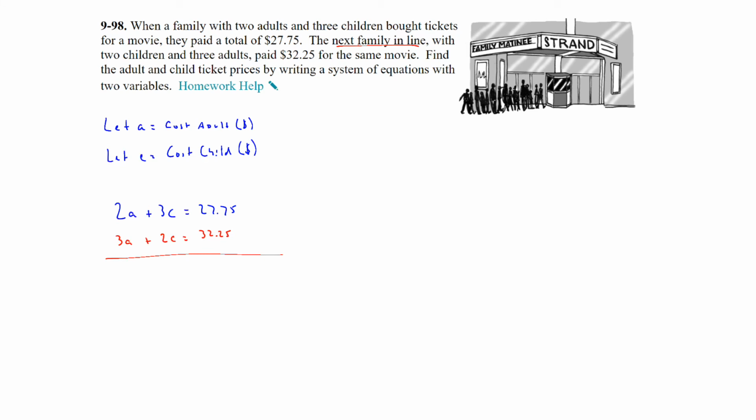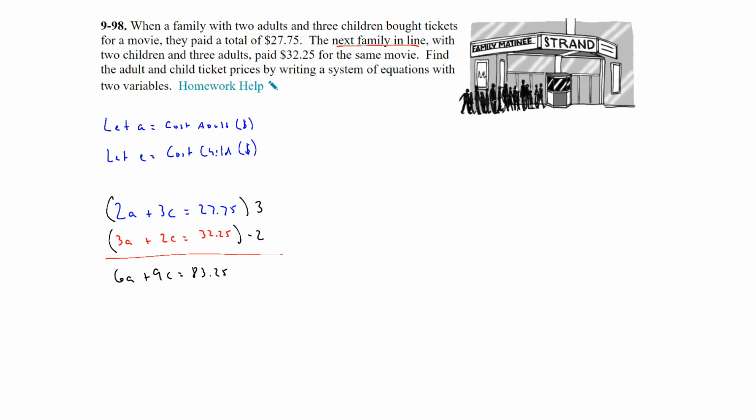2 and 3 go into 6, so we're going to have to multiply. I'm going to eliminate the a, so we're going to multiply the top by 3 and the second equation by a negative 2. And so the first equation multiplied by 3 would be 6a plus 9c is equal to $83.25.